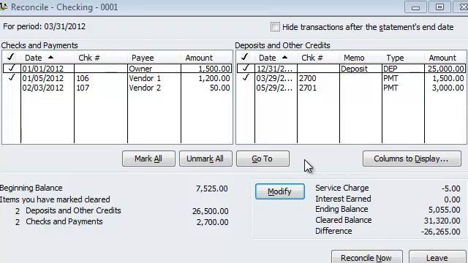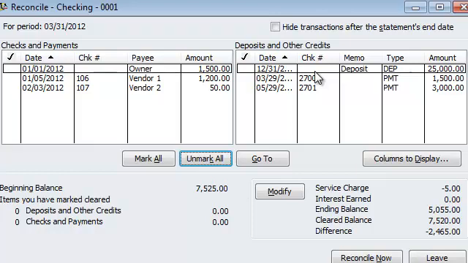Alright, well, if that hasn't solved your problem, the best thing I can recommend is unchecking everything and pretty much just going one by one and doing it all over again. Because at the end of the day, what shows over here needs to be what is on your bank statement.